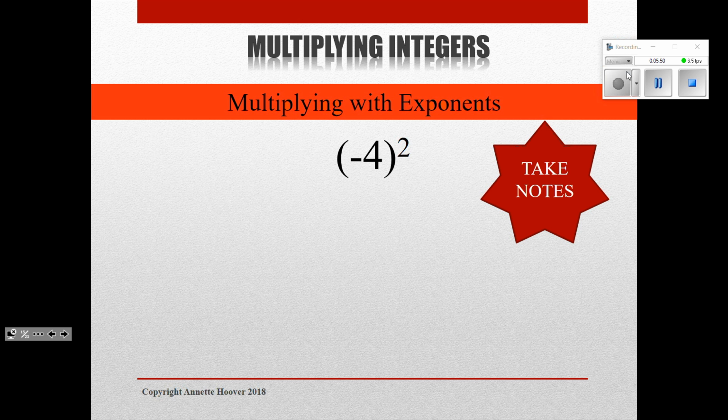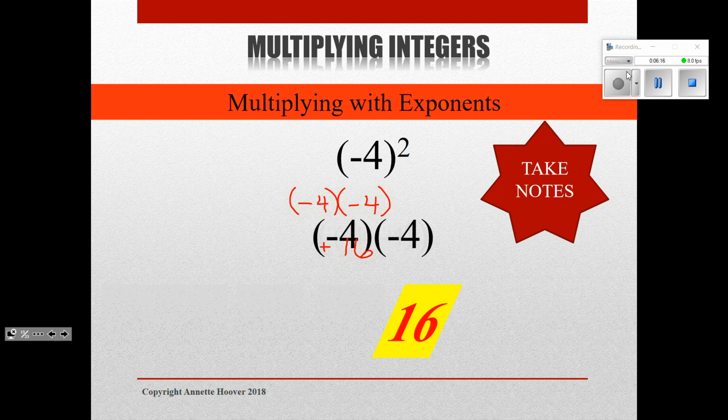Evaluating with parentheses. Parentheses make all the difference. Here, because of the parentheses, this reads negative 4 squared, which means you have negative 4 multiplied times itself twice. Now, when multiplying negative 4 times negative 4, we know that 4 times 4 is 16, and those two negatives are going to make a positive. So that one is positive 16.